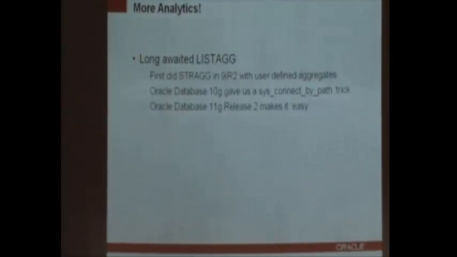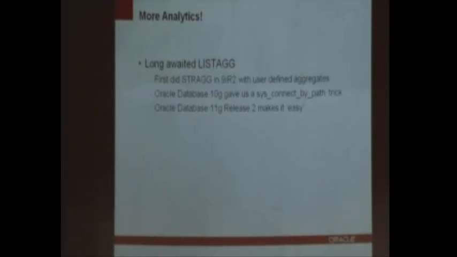So starting in 9i release 2, they gave us the ability to write a user-defined aggregate. And the first user-defined aggregate I wrote was called stragg, and it did exactly this. But in order to use it, you needed to install my PL/SQL object type, all my PL/SQL code, the user-defined aggregate function, and then you could start using the built-in capability stragg. But it required installing code. You couldn't rely on it just being there in the database. It wasn't a standard built-in function.